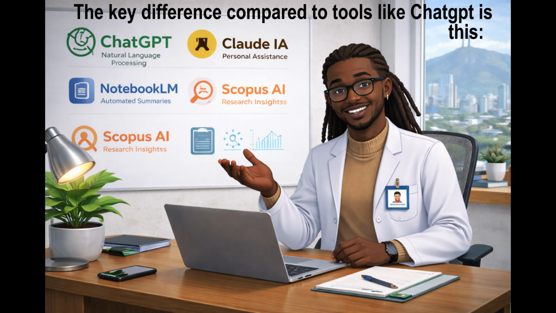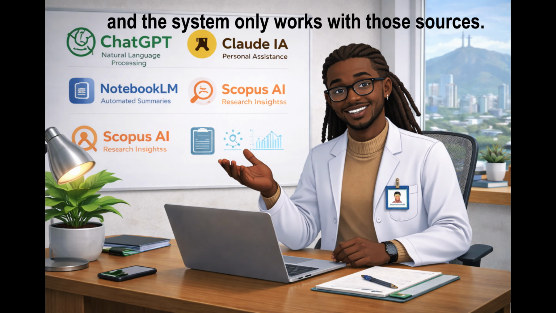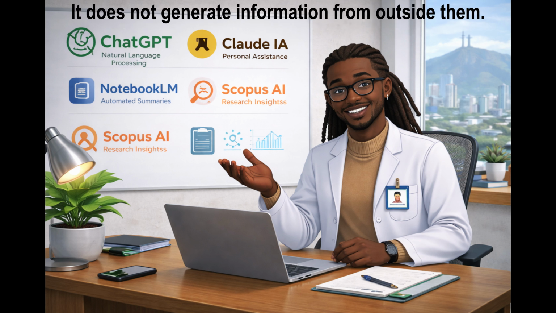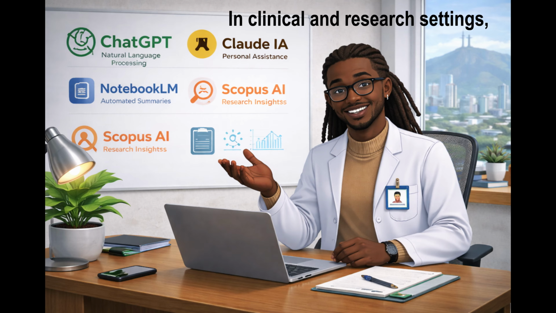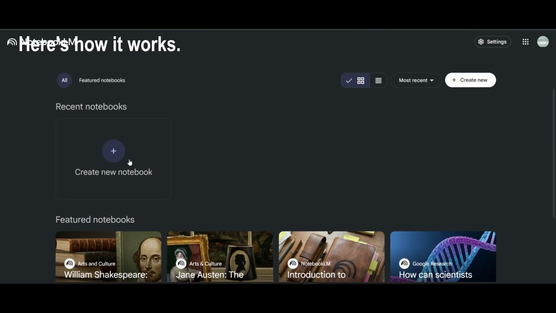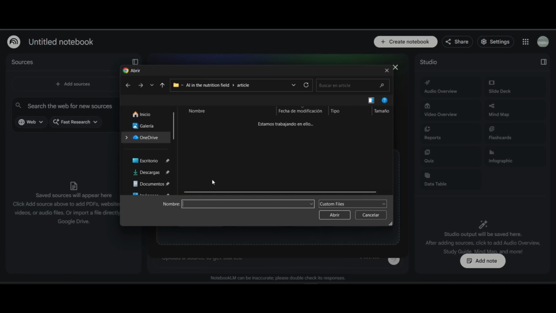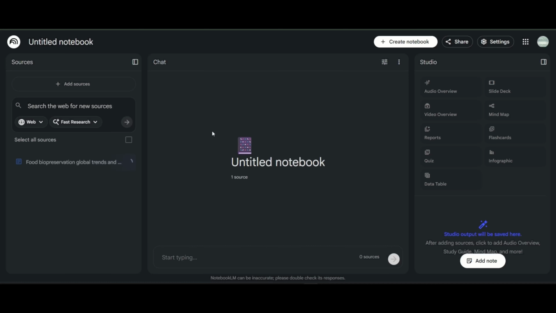The key difference compared to tools like ChatGPT is this: you provide your own documents, and the system only works with those sources. It does not generate information from outside them. In clinical and research settings, this limitation is actually a strength. Here's how it works. You upload a document or any other type of file, for example, a scientific article, as in this case, and the system processes it automatically.